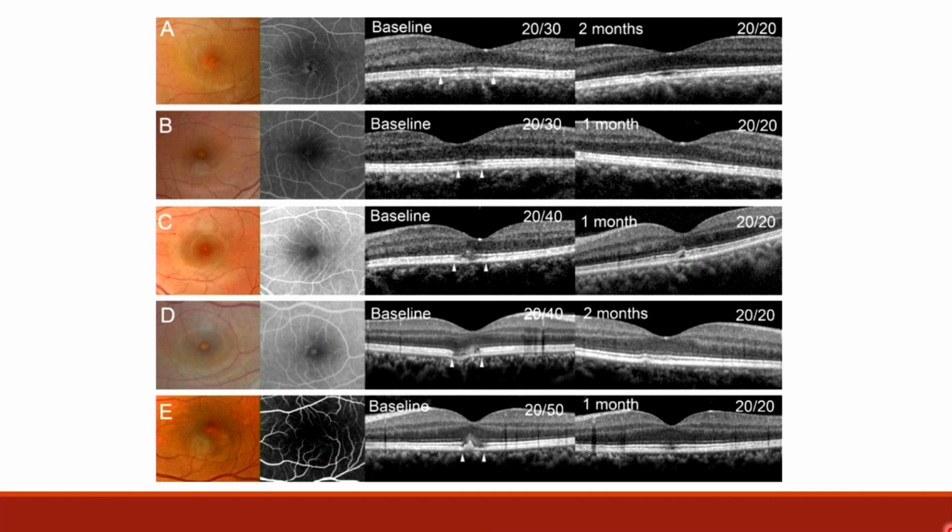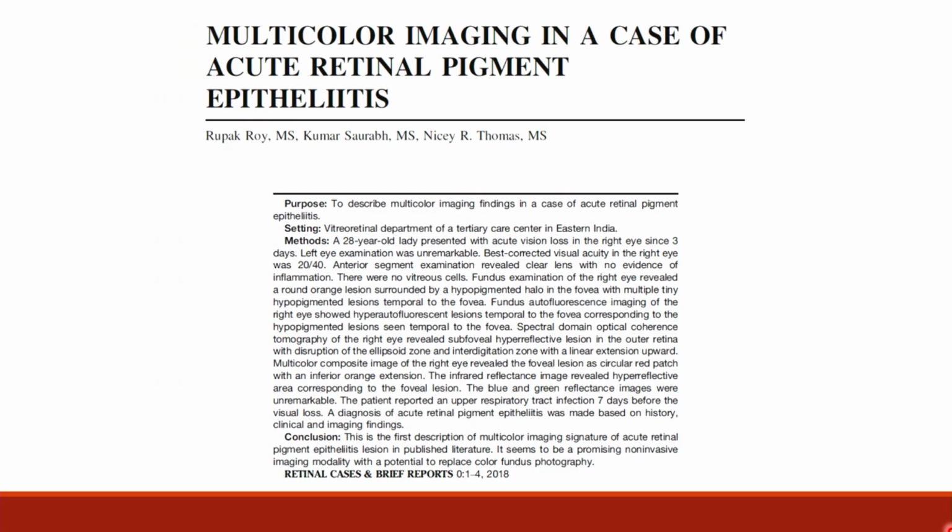In the next case, the baseline, very subtle changes seen, but the vision was 20/30. After 1 month, there was no residual irregularity seen. The third case showed irregularity starting from external limiting membrane, and again there was transmitted hyperreflectivity below it, shown in the gap between 2 arrowheads, which resolved on follow-up. Multicolor imaging in a case of acute RPE epithelitis. This was published by Aarzoo. This case has only been discussed previously.